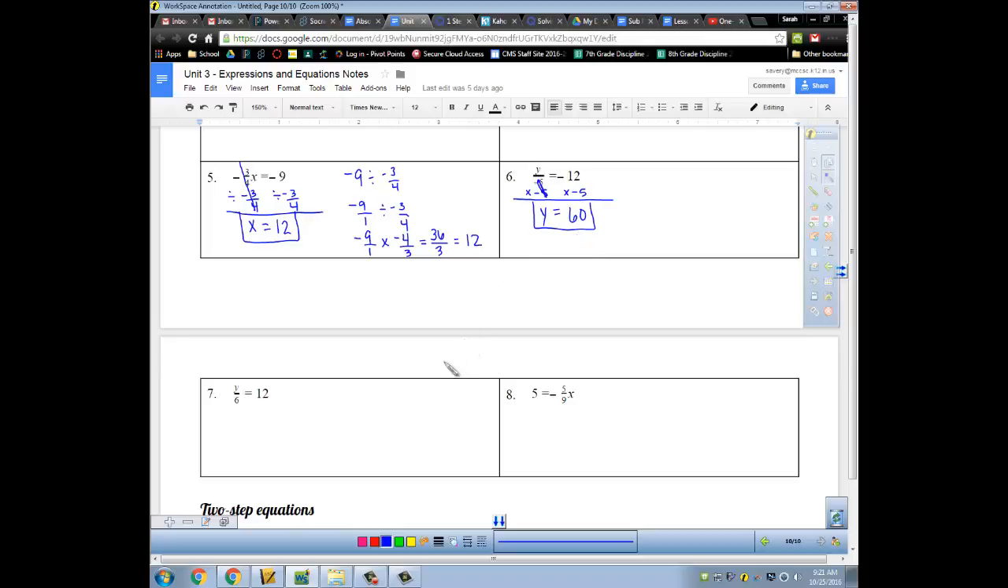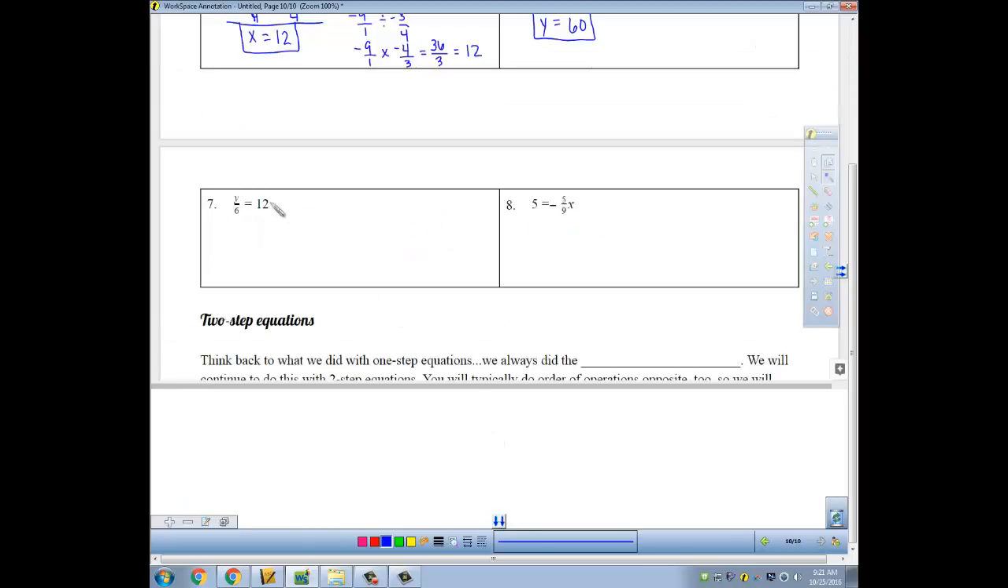Okay. Now you're going to flip over to the next page. I'm already there. Okay. So I'm going to look at number 7. For number 7, it says y over 6, which again means y divided by 6. The opposite of division, multiplication. So we're going to multiply both sides by 6. So those 6's will cancel. I'm left with y equals 12 times 6 is 72.